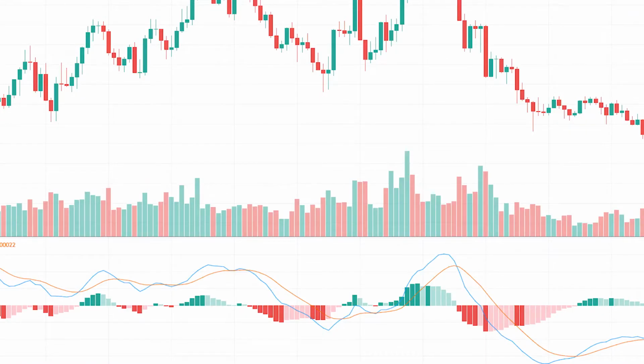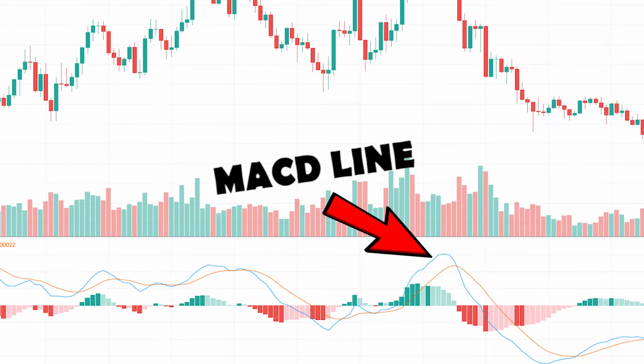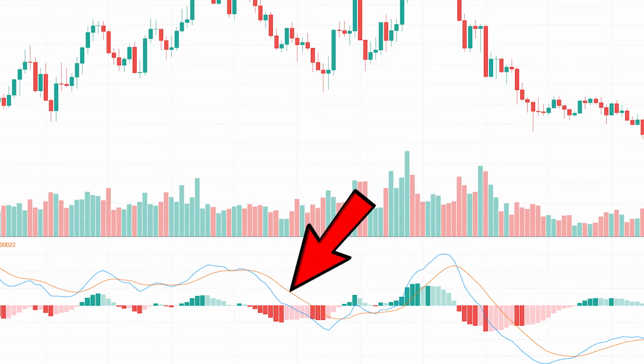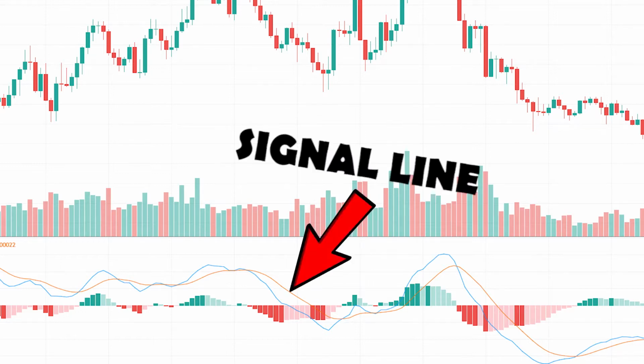So let me give a quick explanation just in case some of you don't know how the MACD works. There are four components in the MACD. This blue line is called the MACD line. This line moves faster and is more sensitive to price action, which will be the main focus of the MACD indicator. This orange line is called the signal line. This line reacts slower to price changes and is used to show the direction of a trend, less sensitive. It is mainly used to filter out market noise.